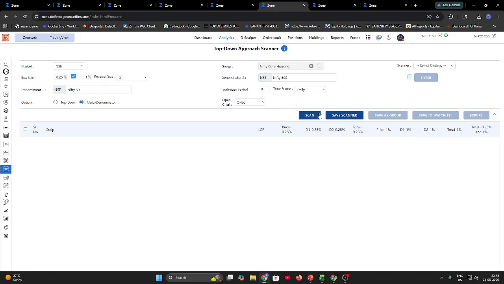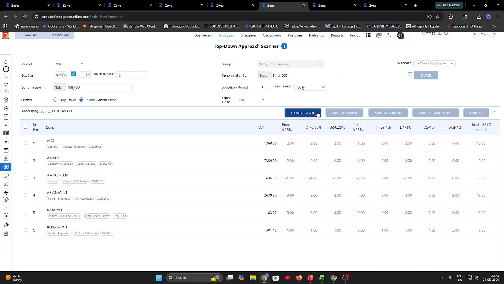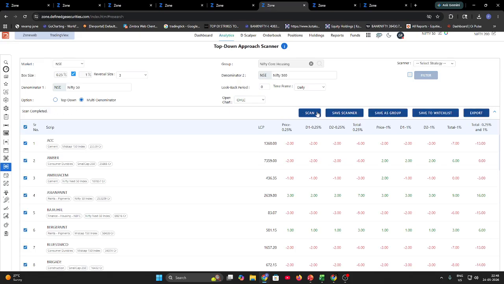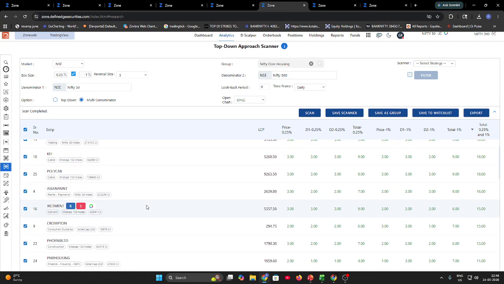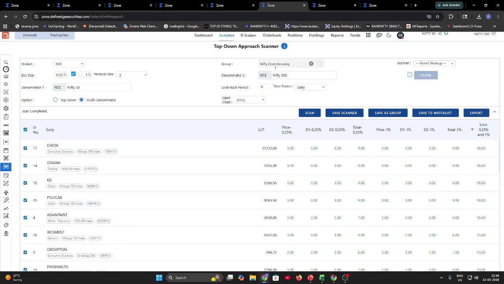Multi-denominator we select and we do scan, and then we select which are all the best stocks in this sector. So we know the sector, but we'll select the stocks. So Dixon, Grasim, Polycab, Asian Paint, JK Cement, Crompton, Phoenix. You will see them in the stock list which I have given you, because we see housing as a sector is good. Again we are measuring that the stock should be doing better than Nifty 50 and Nifty 500. That is what multi-denominator means. So Dixon should be relatively doing better than Nifty 50, and Dixon is doing better than Nifty 500.